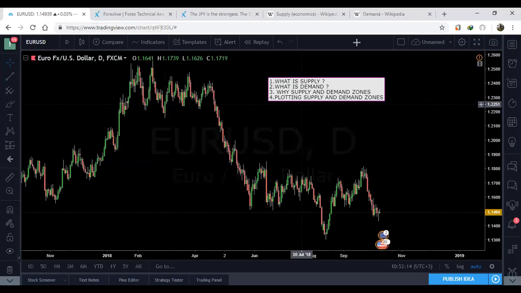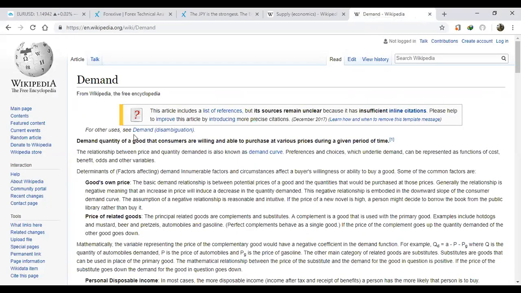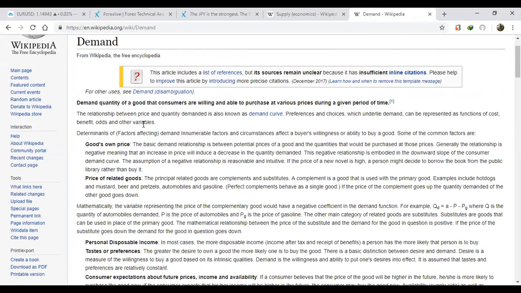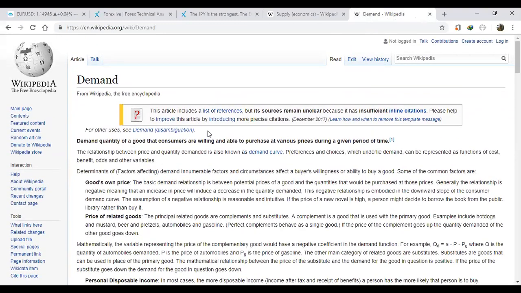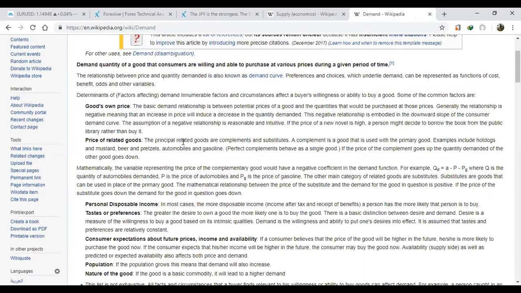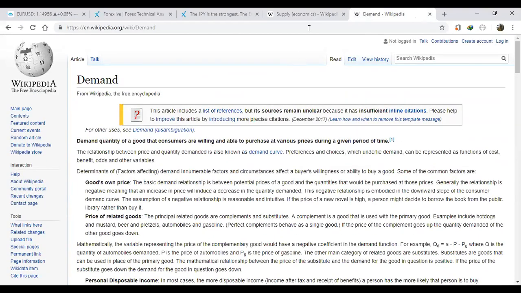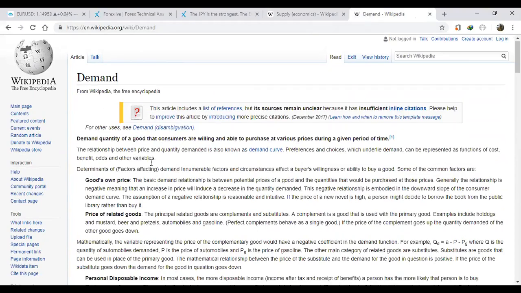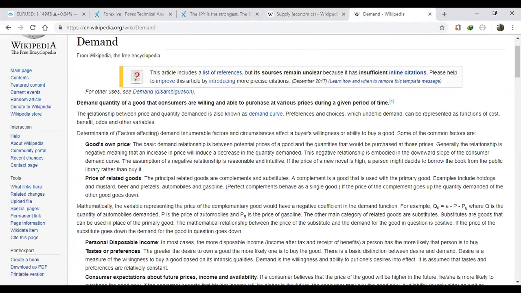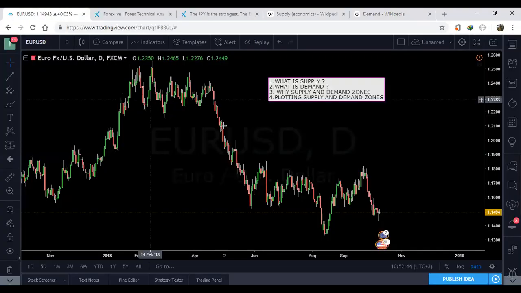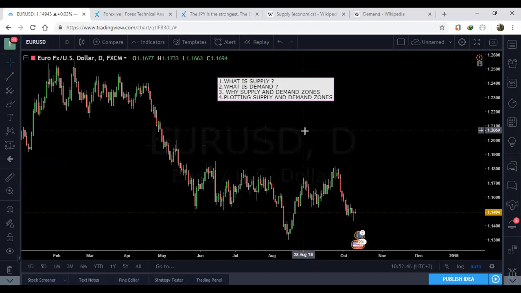Also, what is demand? Demand is the willingness and ability of someone to consume a particular good or service at a specific time. I think there's a lot of explanations here, so I won't go into that. I just want you to understand supply and demand.